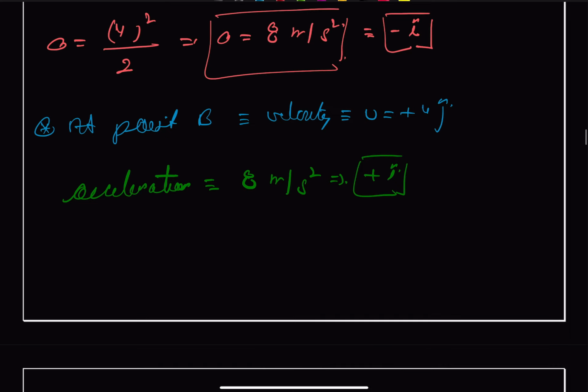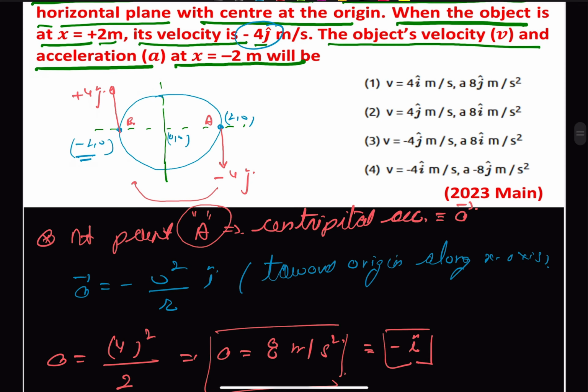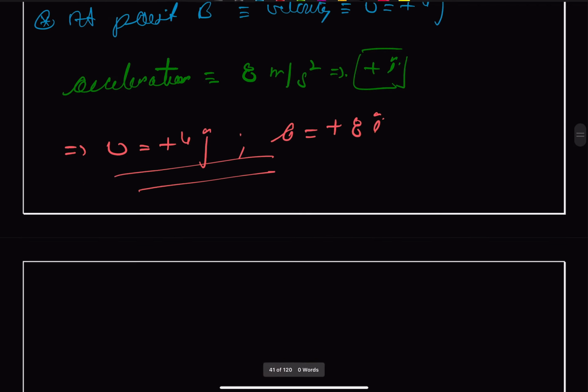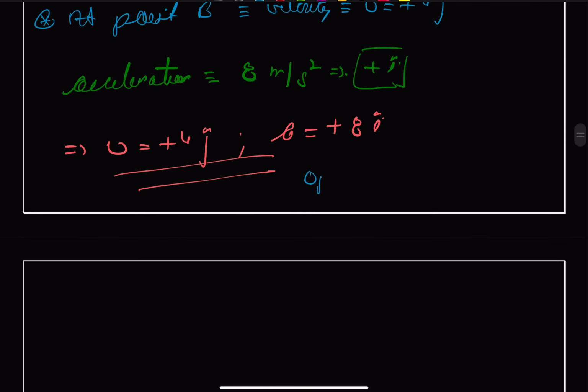Thus we can write the correct options. So we are having the velocity of plus 4j and the acceleration of plus 8i. So velocity is our 4j. Option number 2 is correct. Next question.